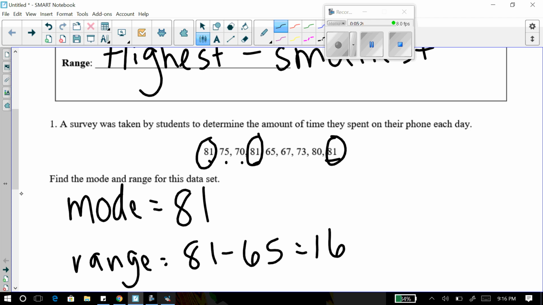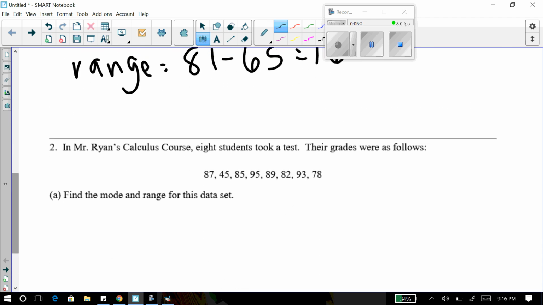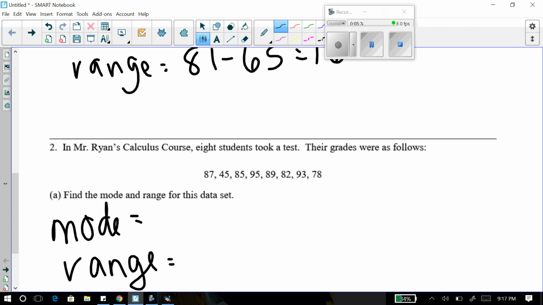So let's do one more example together. Again, you'll notice that's the same example I did on the first notes, but Mr. Ryan's calculus course. So 8 students took a test. Their grades were as follows. Find the mode and the range this time. So mode, you look in your list and you say which one here occurs the most. So I have an 87, 45, 85, 95, 89, 92, 93, 78. None of them here seem to occur more than once.